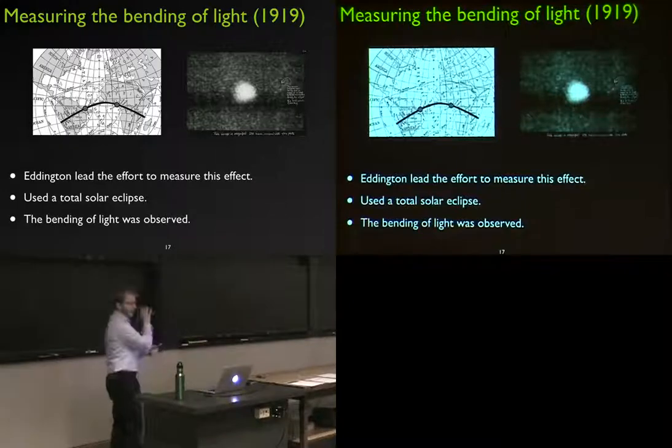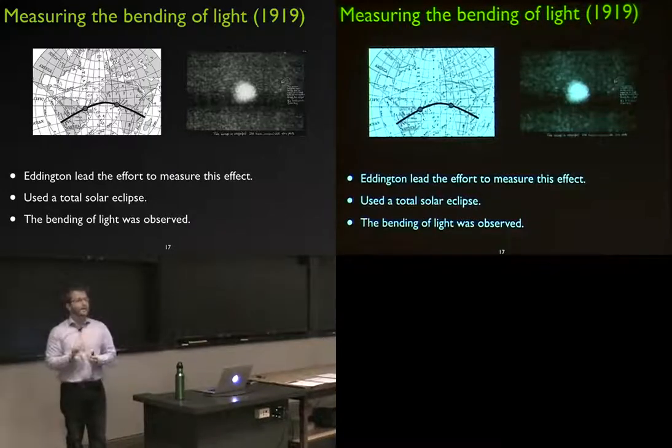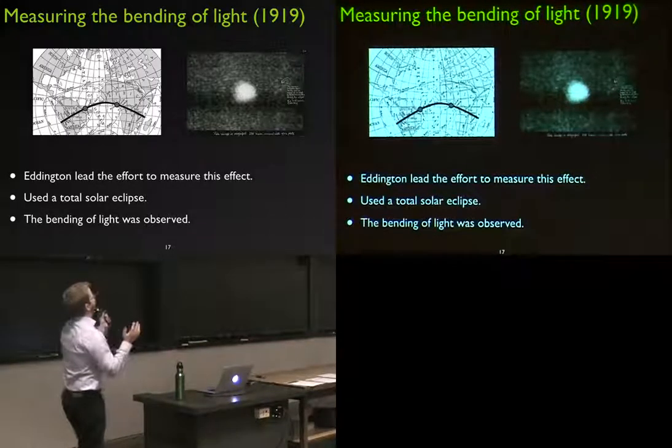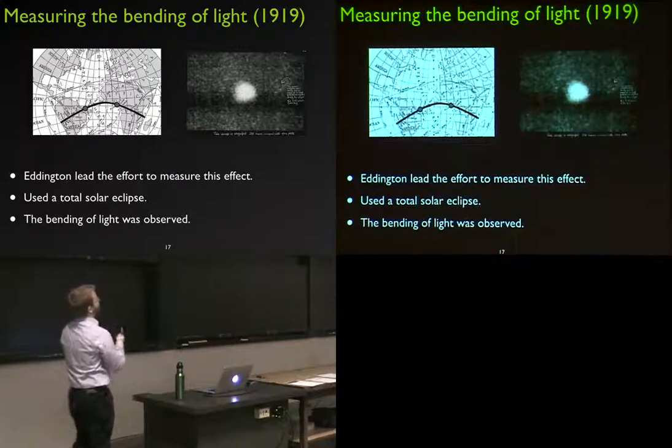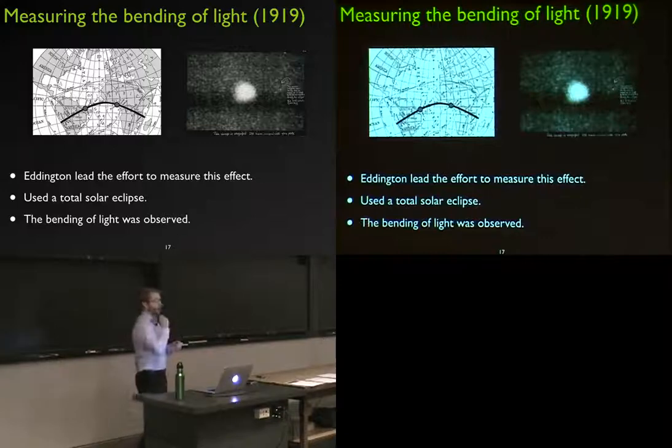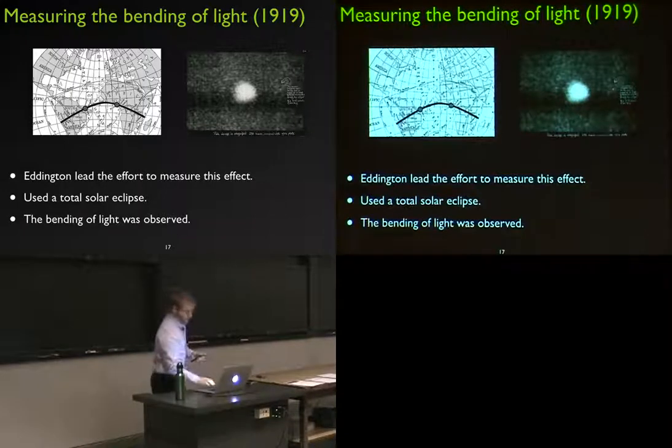And so that measurement was done by Eddington, and this was a great success of Einstein's theory. So this was done in 1919. This was after his full theory of general relativity came forward. But it was verifying this thing that was put forward by Einstein a few years prior to that.